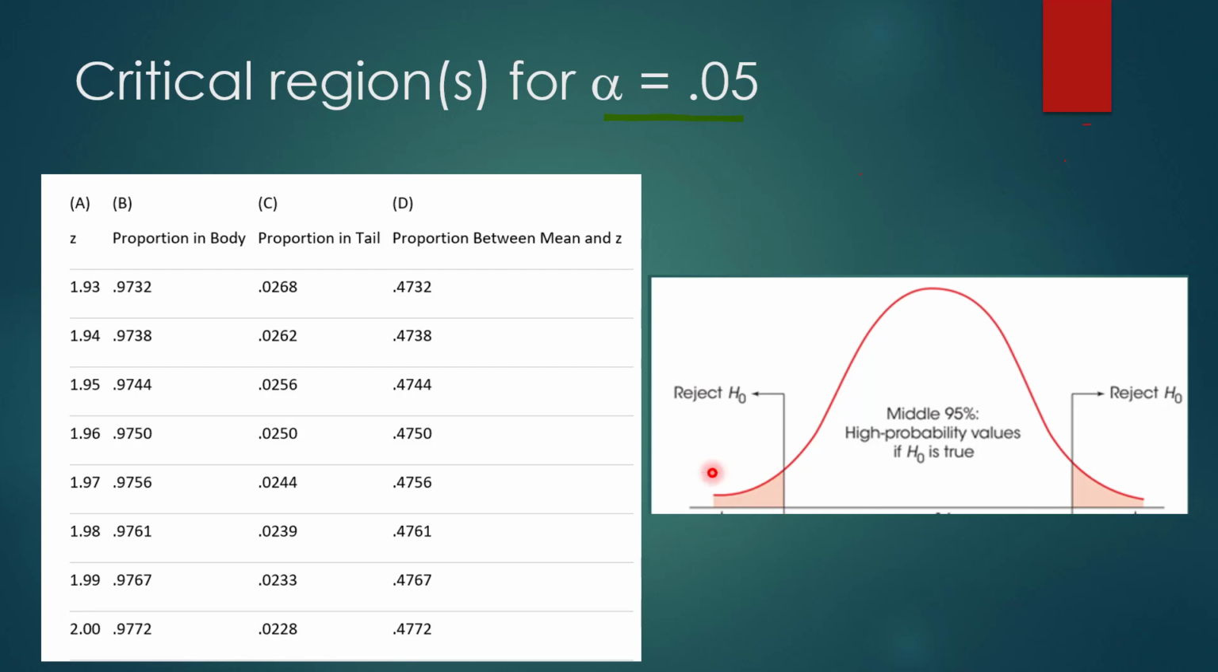Well, look here, and remember, you have two tails. So you have to take that 0.05, or that 5%, and break it into two. So 5 divided by 2 is going to give me 2.5, which means I have 2.5% in this tail and 2.5% in that tail. So the proportion in each tail gives me a z-score of 1.96. So the boundary here for an alpha of 0.05 in a two-tailed test is 1.96.